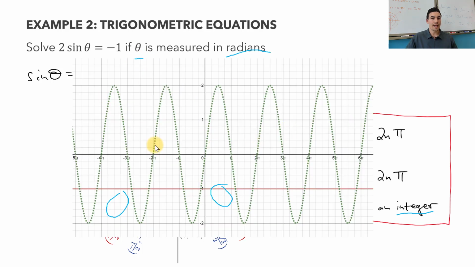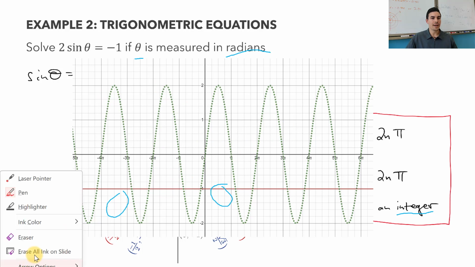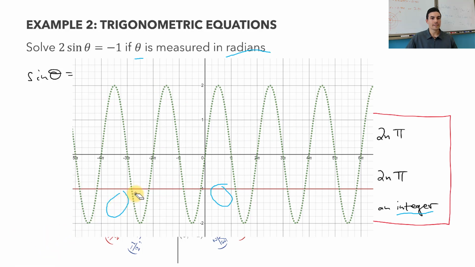And if you were to go ahead and graph this, I'll erase these guys, then you can see how we have these repeating intersections, right? It starts here at 7 pi over 6, and then 11 pi over 6. If I add 2 pi to this 7 pi over 6, I end up right here at this intersection point. And if I add 2 pi to this 11 pi over 6, I end up right here at this intersection point. Okay, and that's going to go on forever in both directions.